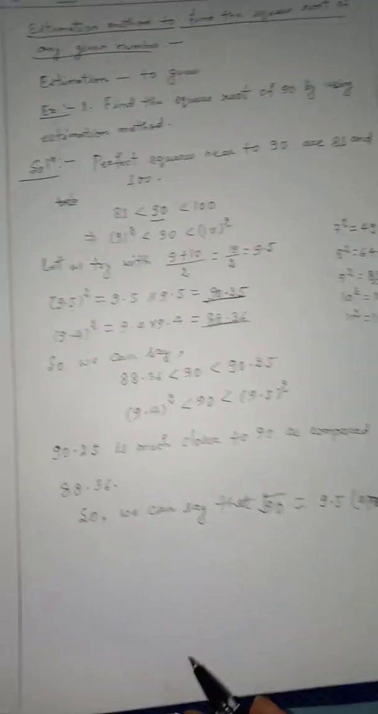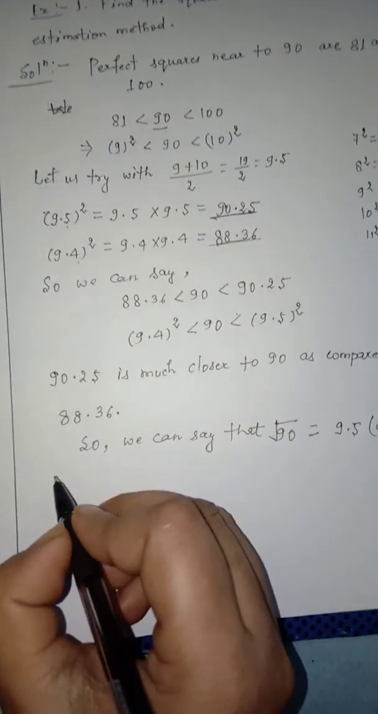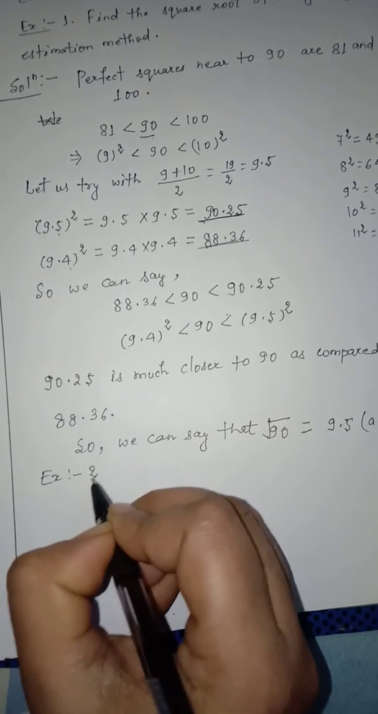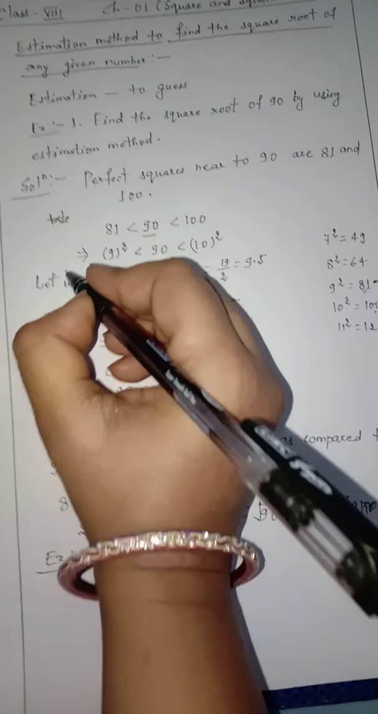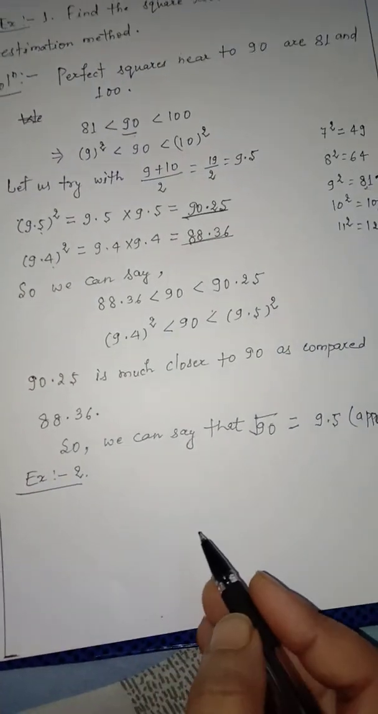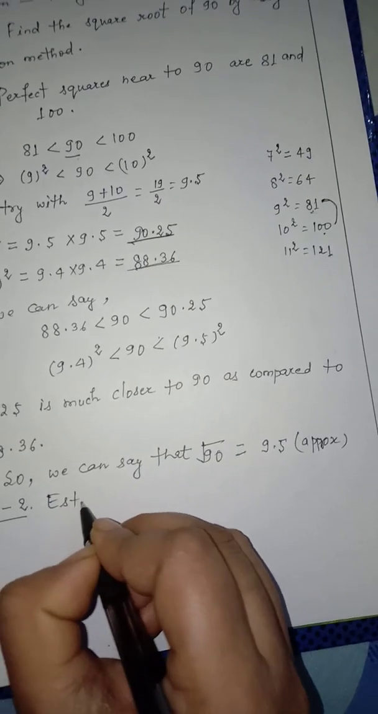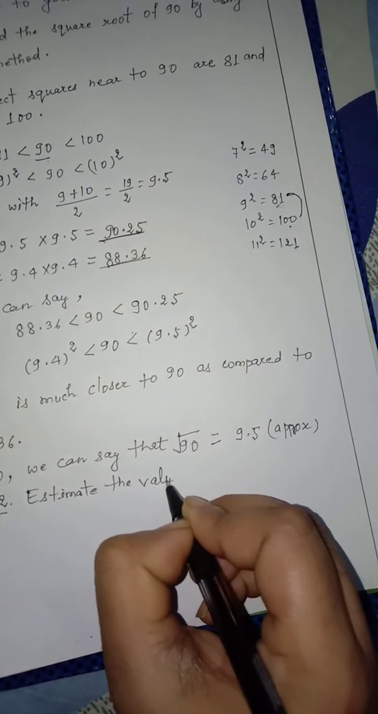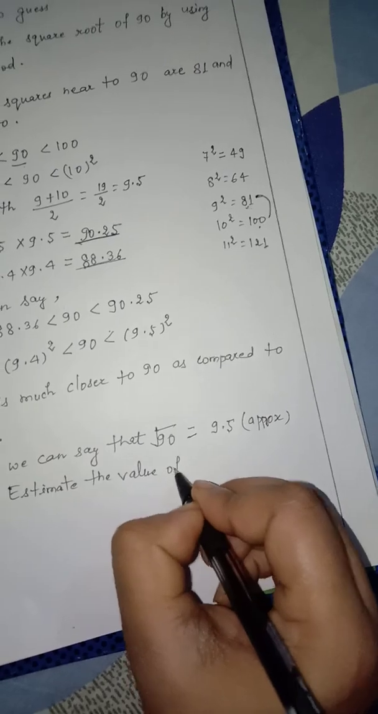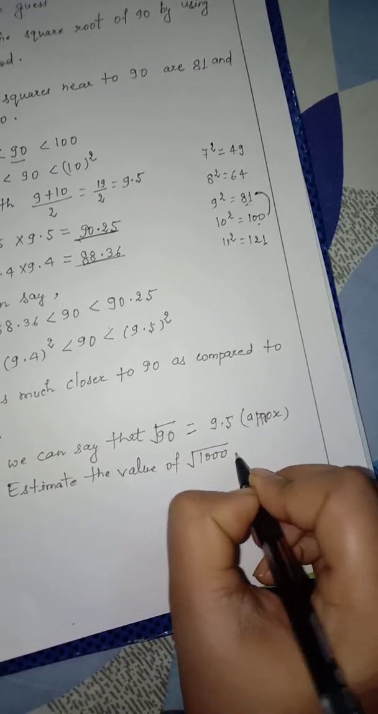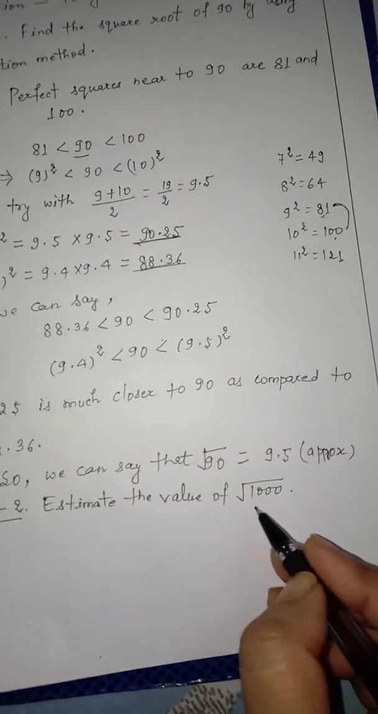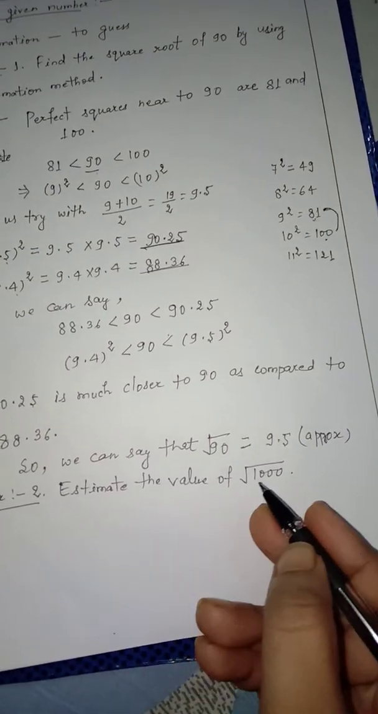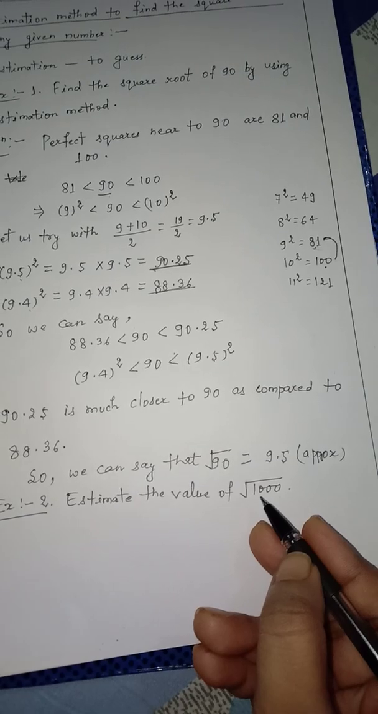Once again, let's see the second example, example number 2. This was the first example and this is the second example. Estimate the value of the square root of 1000. And this is the smallest 4-digit number. Now we will find the square root of 1000 by using estimation method.